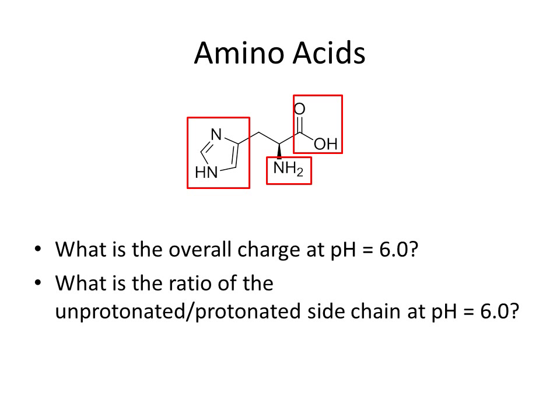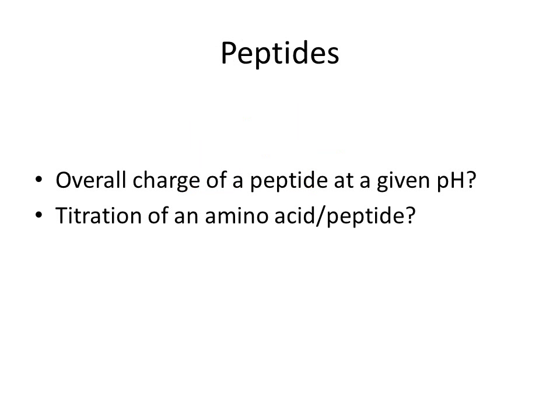What is the ratio of the unprotonated to protonated side chain at pH 6? The pKa of the histidine side chain is going to be given to you, and the conditions are given to you as well, pH 6. And that's a direct application of the Henderson-Hasselbalch equation that you encounter in general chemistry, directly applicable to a possible test question in biochemistry. And this is easily extended over to peptides.